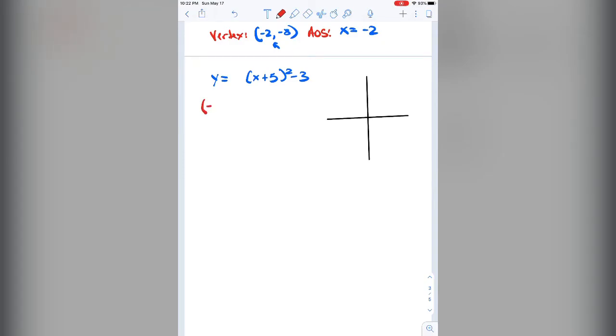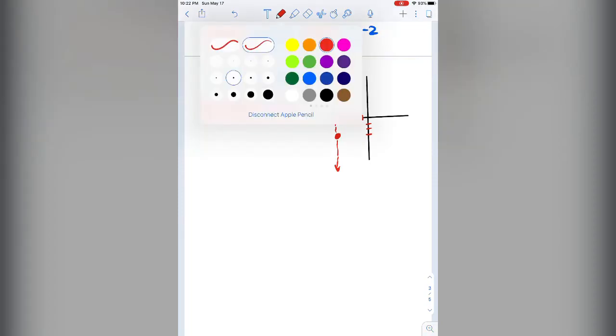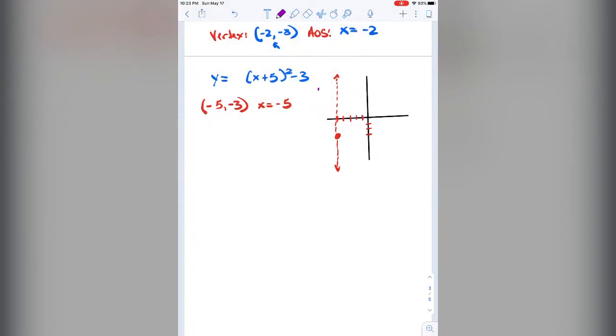Our vertex would be at negative 5, negative 3. Our axis of symmetry would be at x equals negative 5. So right away, if we were to graph this, our vertex is there, and then our axis of symmetry is right there. Since it's positive, I know it's going to open up. So I can look and say, oh, the graph's going to look like this.